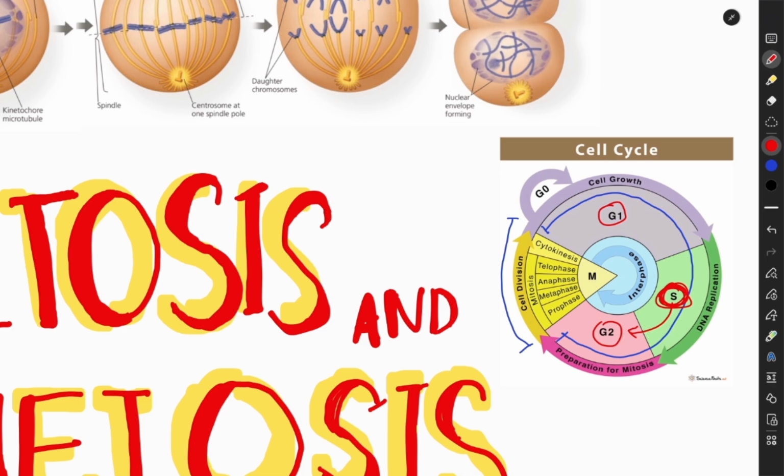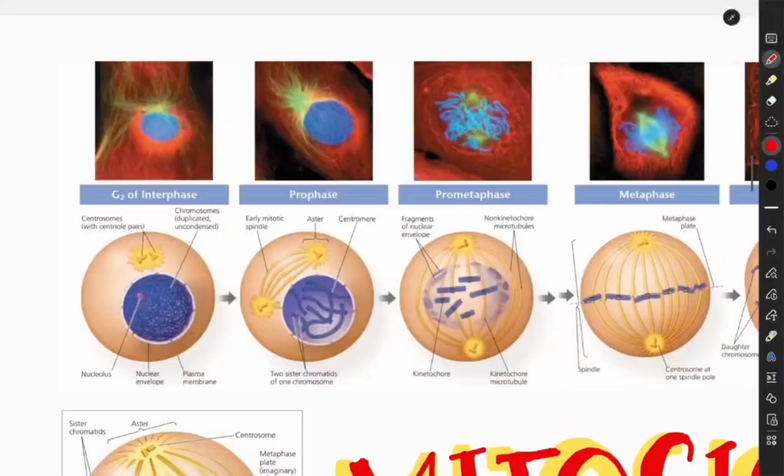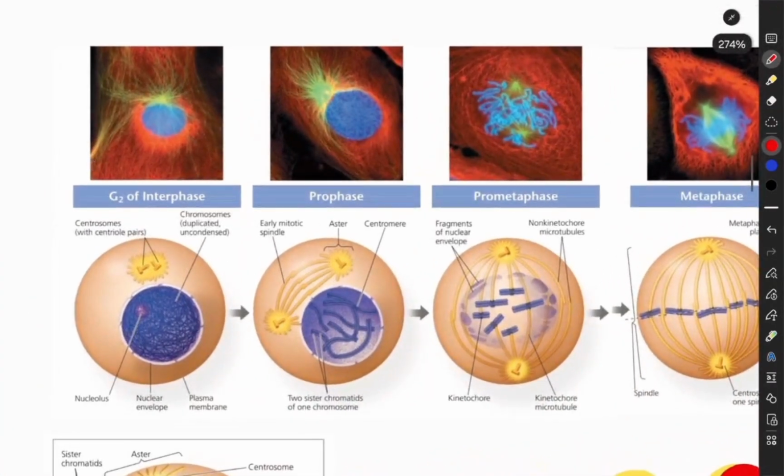The G2 phase acts like a final checkpoint to ensure that DNA replication has occurred correctly and that the cell is ready to enter the mitotic phase, where mitosis and cytokinesis take place. So I'll start to explain from the G2 of interphase.